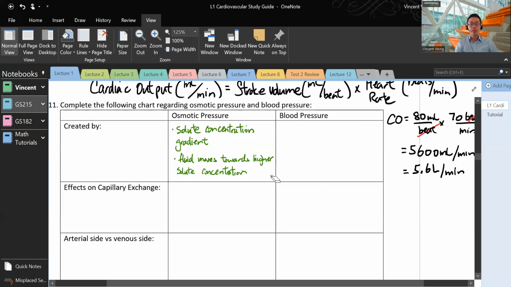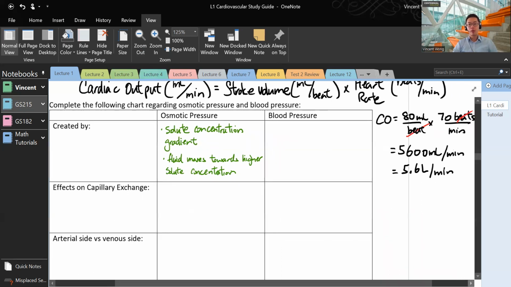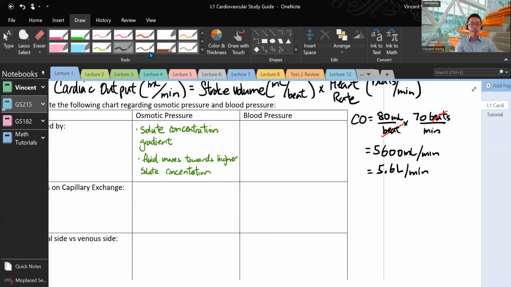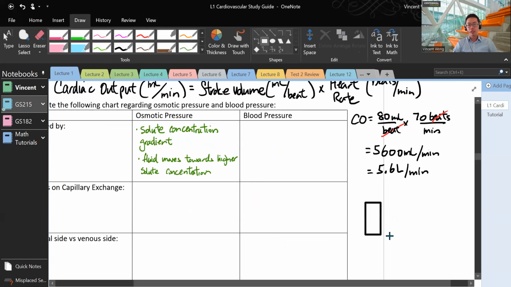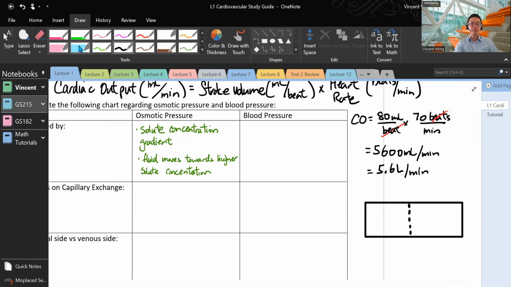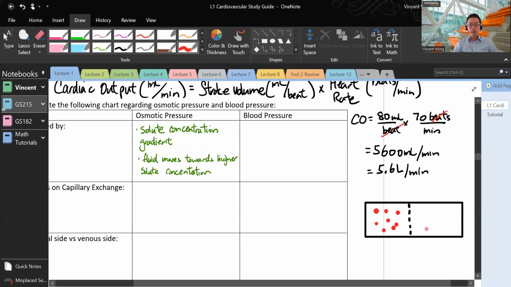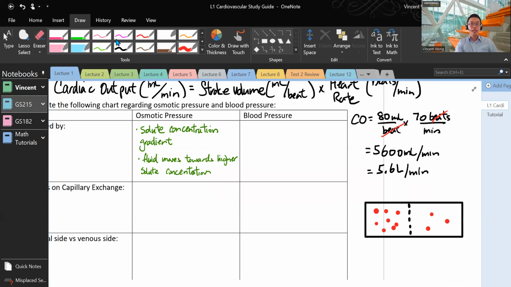Okay, we talked about this last semester, right? When we learned those hypertonic, hypotonic stuff. But just as a refresher, let's say I have two chambers. There's a semi-permeable membrane here, and we're gonna put some solute in here. These red balls are solutes, and they're too big to cross the membrane.